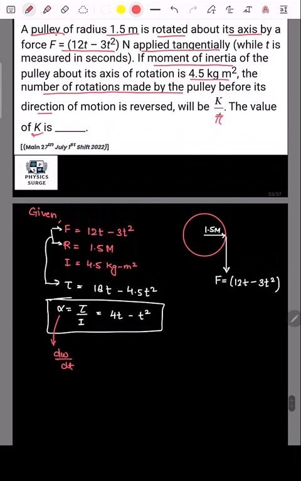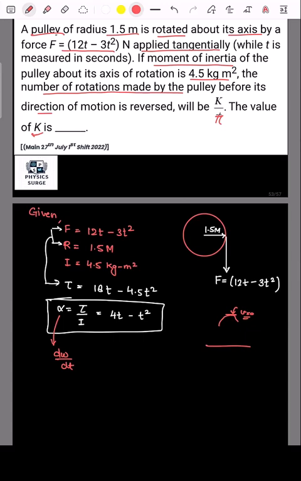Actually, we need to find the number of rotations made by the pulley before its direction of motion is reversed. So first of all, we need to find out at what time instant the direction of pulley will get reversed. We need to find that time instant. From the projectile motion, this is very common understanding, which you already know. When the direction is reversed, at that point of time the velocity is 0. Similarly here, when the direction of the pulley is being reversed, the omega will be 0 at that time instant.